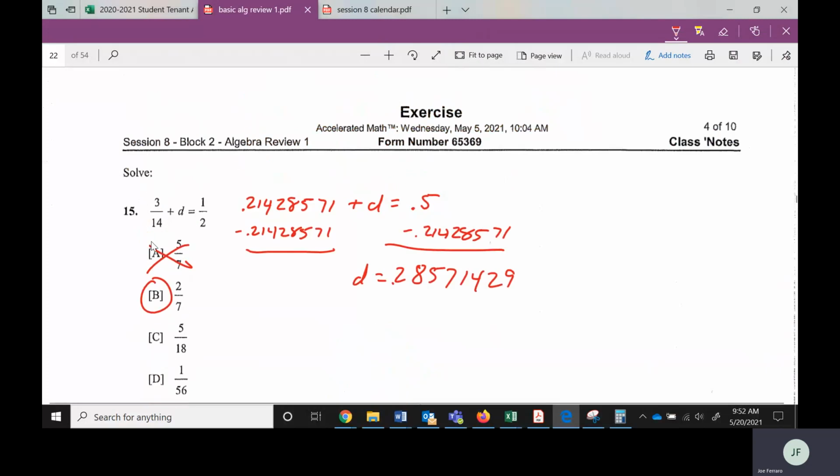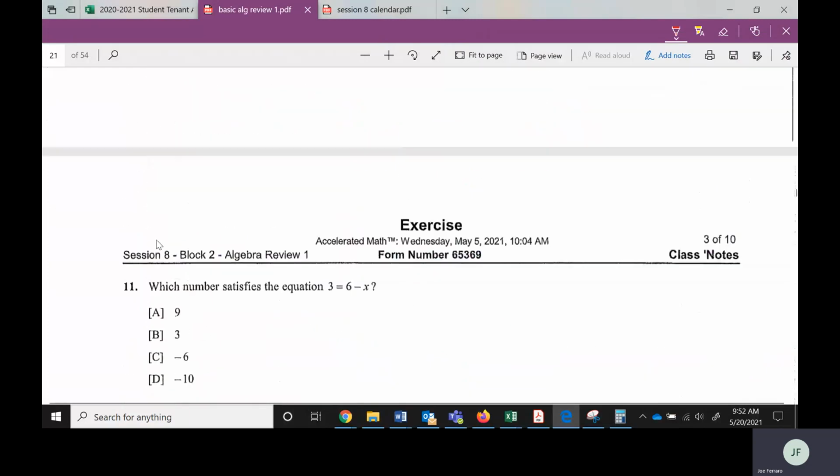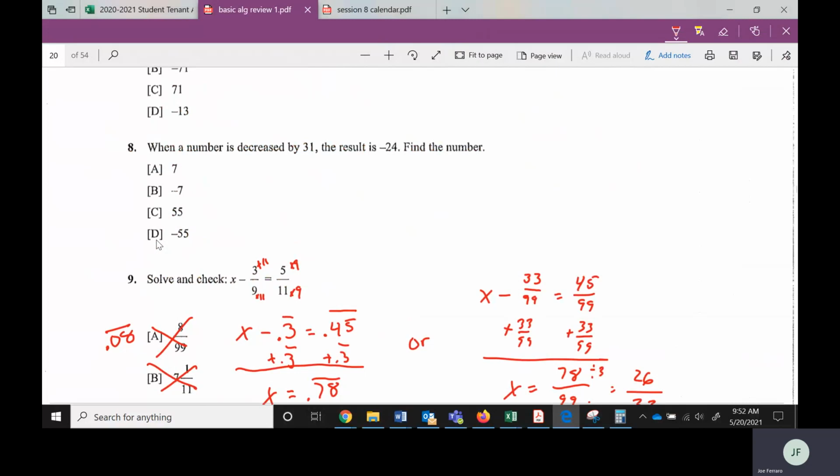Then we're going to go back. We're getting closer to being done here. This is a little longer than the last one. Number 8, kind of a mini word problem, but it should be fairly simple to set up. It says when a number, so when it says something like that, that's when you use a variable. So I'm going to write X is decreased by. Decreased means take away, so subtract by 31. The result, or another word for that, means it equals -24. And it says find the number. So now we just solve this.